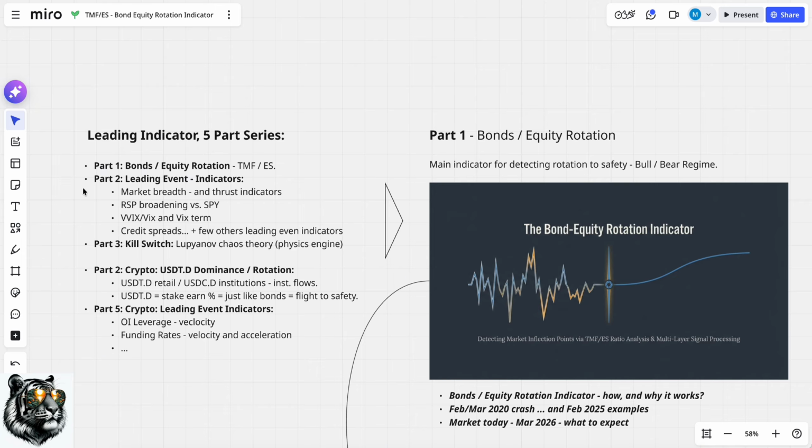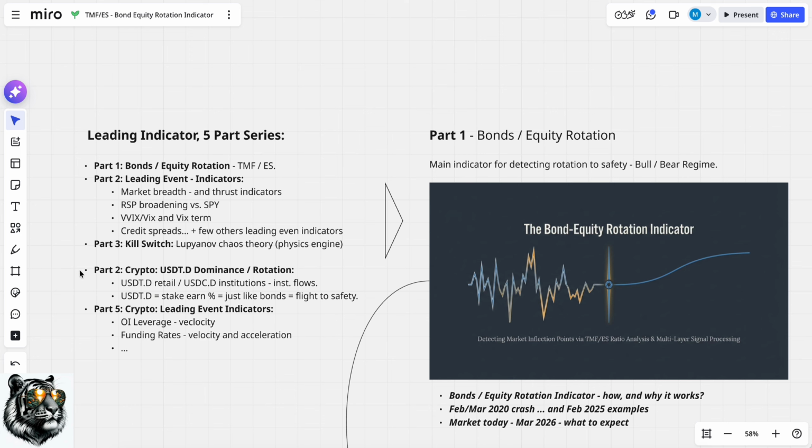There are some exciting things coming, such as the kill switch with the Lyapunov chaos theory and a physics engine, and some cool stuff on the crypto side. We may mix them up in one way or another. So today we're kicking it off with bonds and equity rotation, but we might actually follow up with USDT dominance, which is very much focused on the crypto. And by the way, those two are very similar.